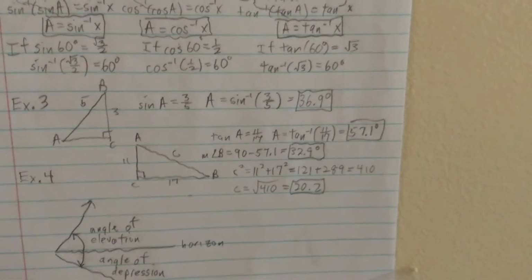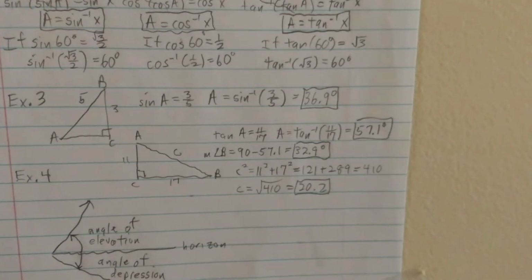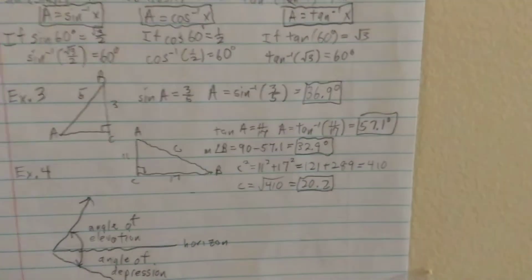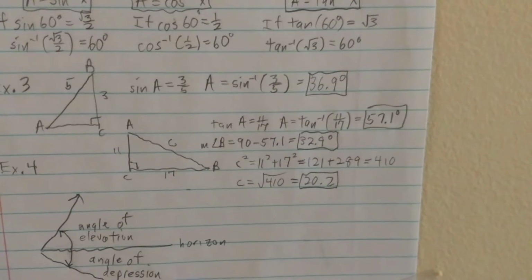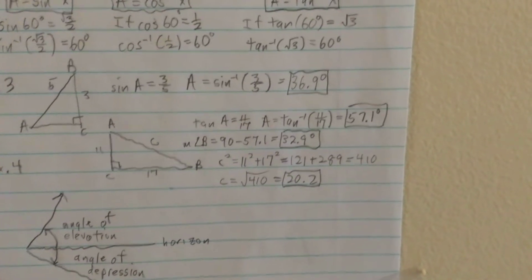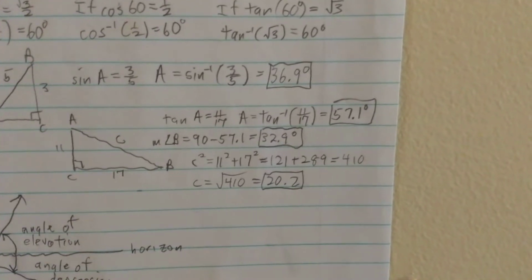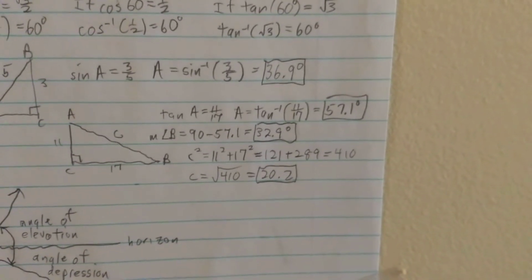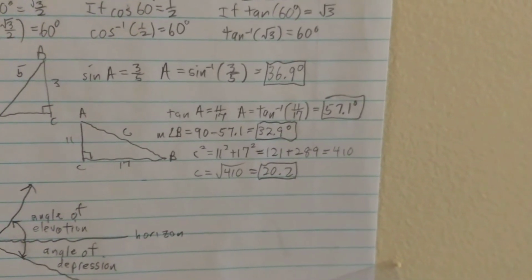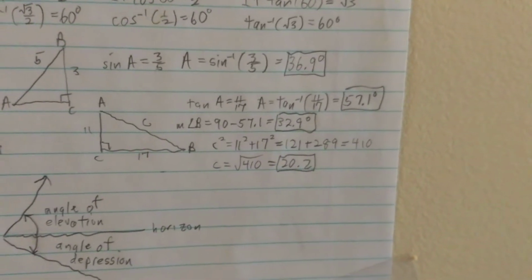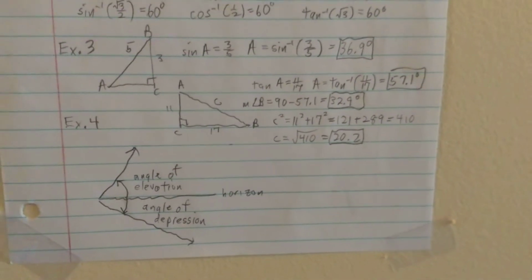So here I have A and B mixed up, but I'm sorry for that mistake. But now for C we would just use the hypotenuse: C squared is equal to 11 squared plus 17 squared, which is 121 plus 289, which is 410. So C would be the square root of 410, or 20.2 approximately.